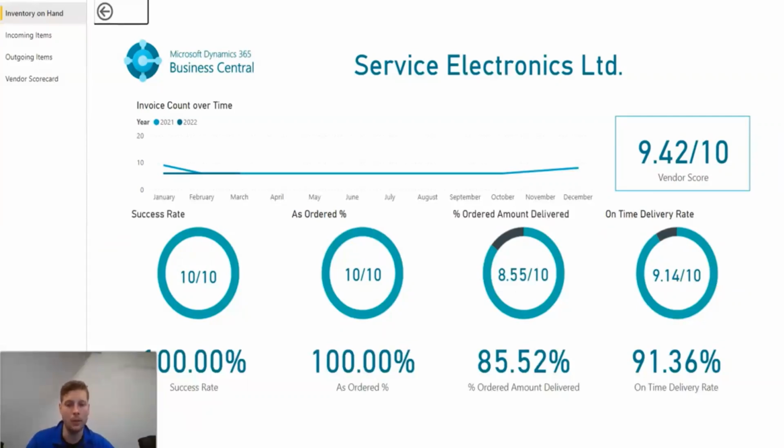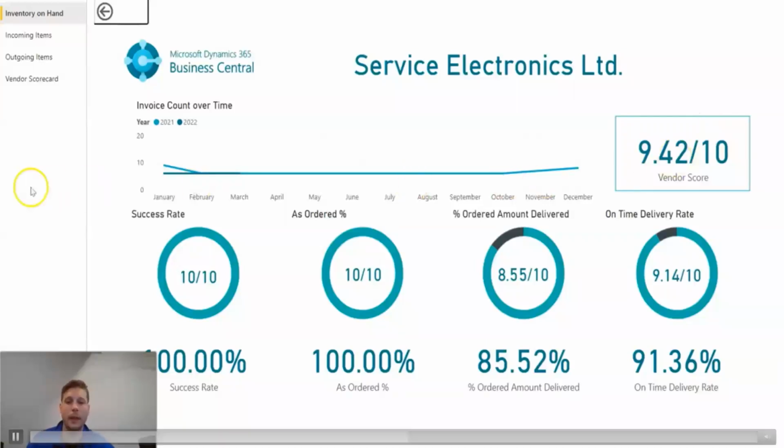So with perfect scores in success rate and as ordered percentage, and high scores in the percent ordered amount delivered and on-time delivery rates, this vendor has a vendor score of 9.42 out of 10, showing that they are a relatively reliable vendor. So this has been the inventory report pack, and next one I'd like to show is more of a turn to the accounting side, and that is with the accounts payable report pack.